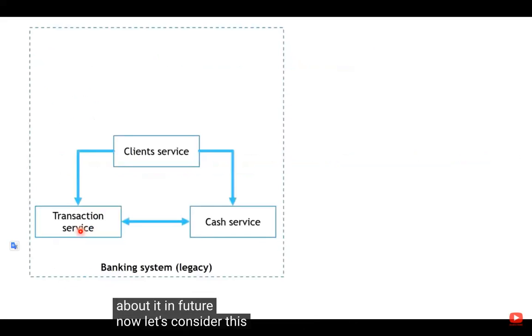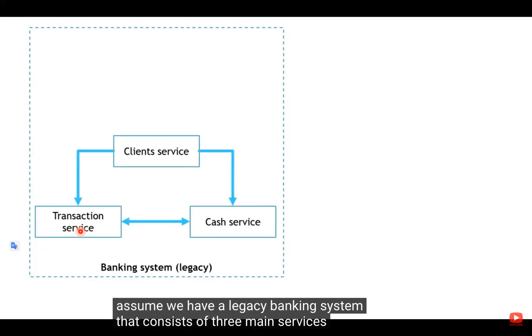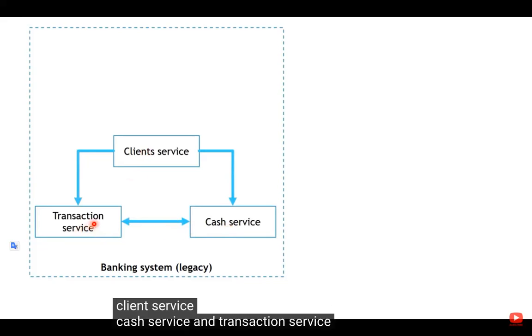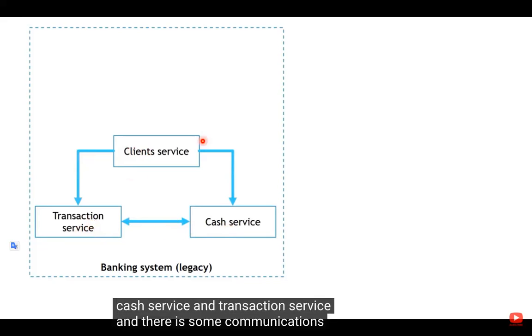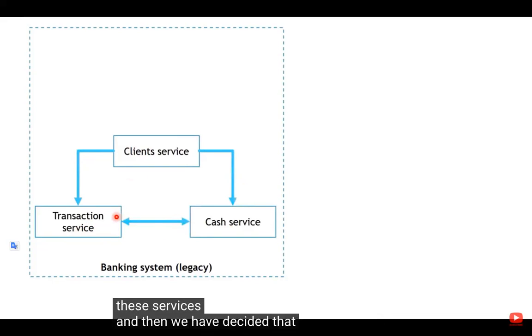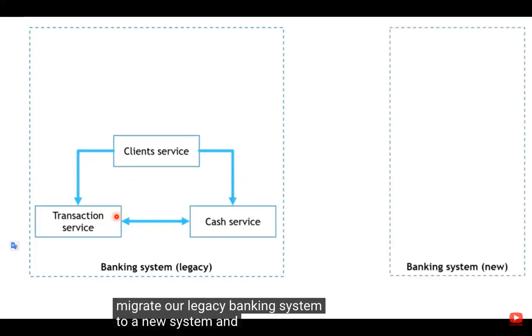Now let's consider this scenario. Let's assume we have a legacy banking system that consists of three main services: client service, cash service, and transaction service. And there are some communications between these services. Then we have decided that we want to migrate our legacy banking system to a new system, and we have selected the client service to start with.